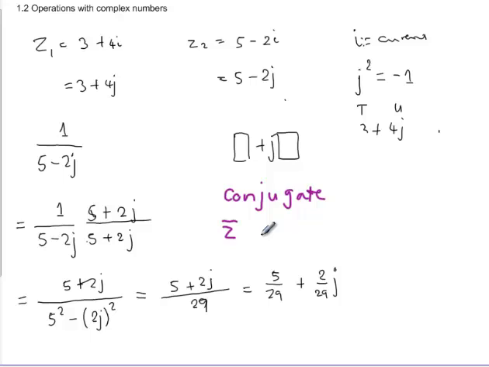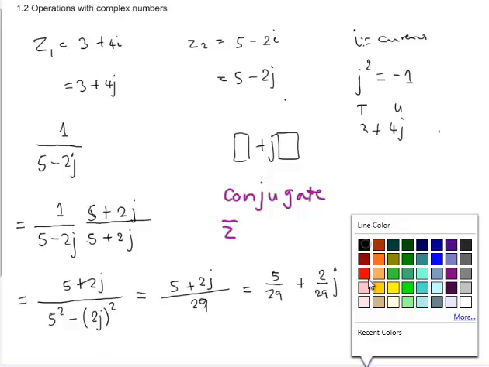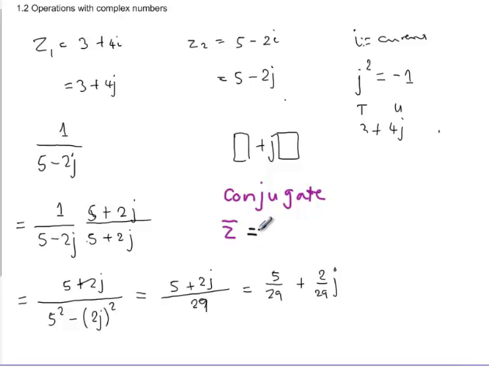Are we making myself clear? Okay. So if Z is 5 minus 2J, then I'll write this as conjugate of Z equals to 5 minus 2J, then I put a bar there. And then what is this equal to? Then this is equal to 5 plus 2J. Am I making myself clear?